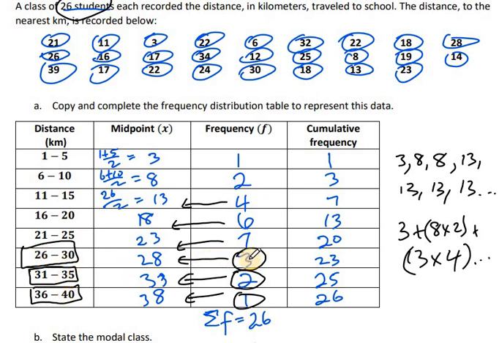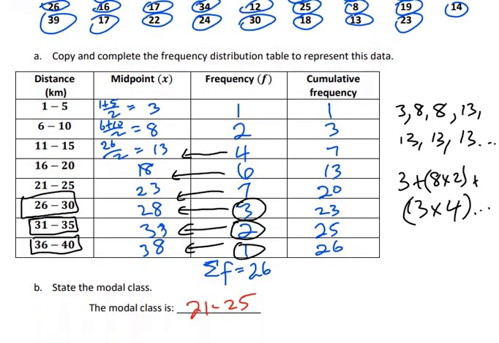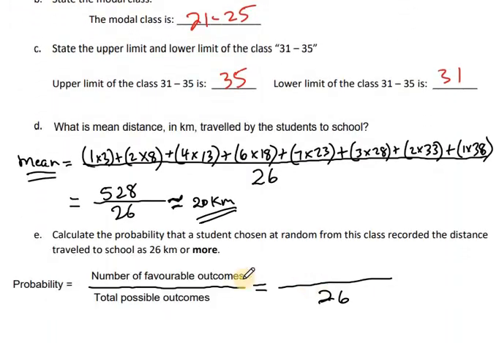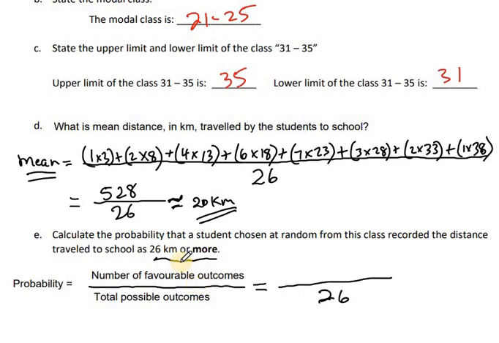So the total possible outcome is 26, but in terms of favorable outcome, we have 3 plus 2 plus 1. That's 6 students, a possibility of 6 students who actually traveled a distance of 26 or more. So that's a favorable outcome. The 6 students. So any one of these 6 students would have been a favorable outcome.